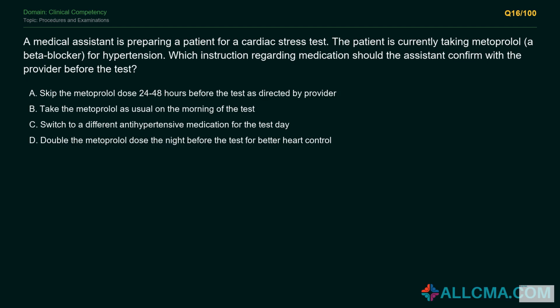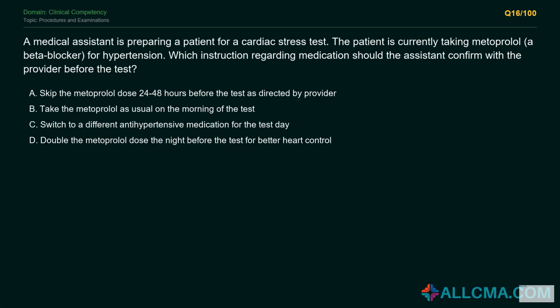Question 16. A medical assistant is preparing a patient for a cardiac stress test. The patient is currently taking metoprolol, a beta blocker, for hypertension. Which instruction regarding medication should the assistant confirm with the provider before the test?